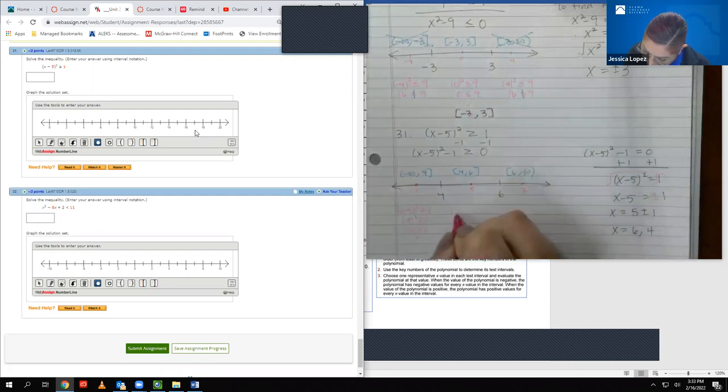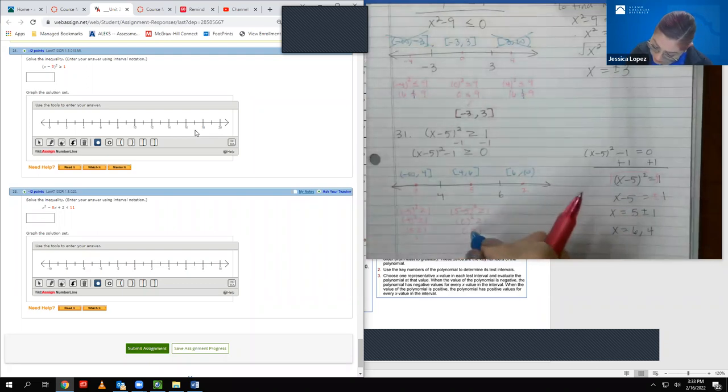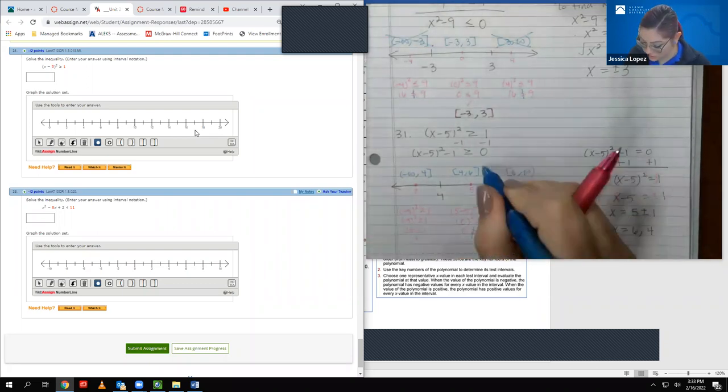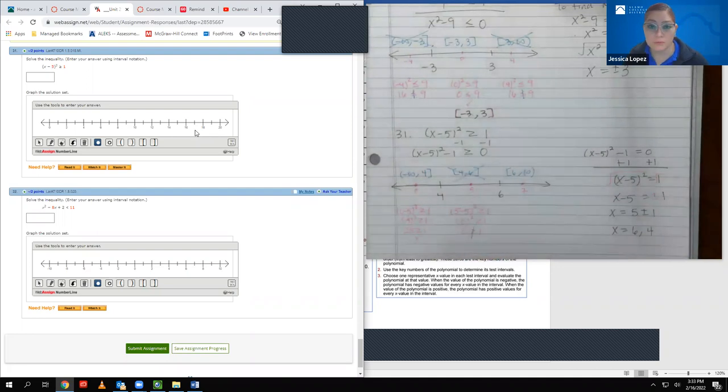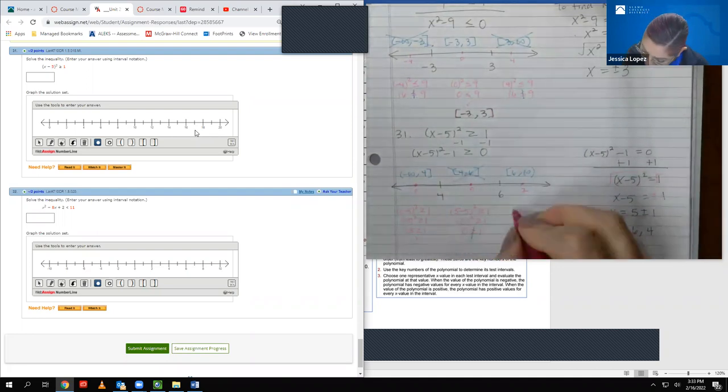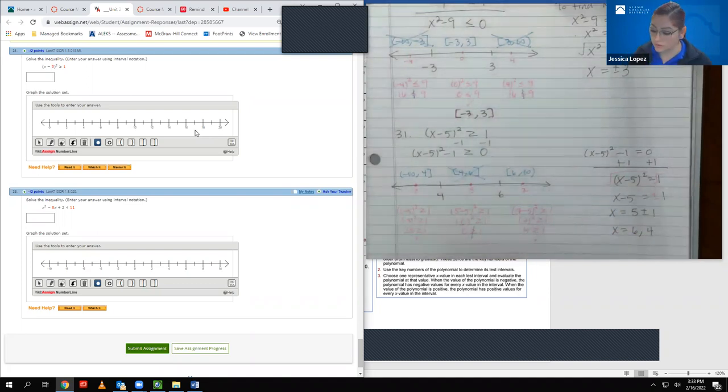So 5 minus 5 squared, which is 0 squared, which is 0. And 0 is not greater than 1. So this interval is not going to be part of my solution. And finally, the last one, I get 2 squared greater than or equal to 1, which is 4. And 4 is greater than or equal to 1. So that is also a solution.